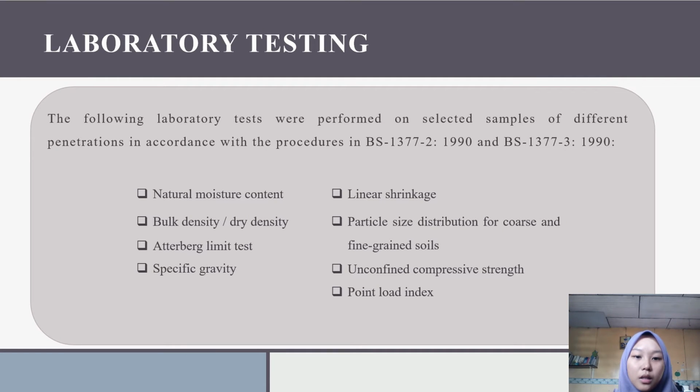For the laboratory testing, the following laboratory tests were performed on selected samples of different penetration in accordance with the procedure in BS 1377 Part 2 1990 and BS 1377 Part 3 1990. The laboratory testing includes the natural moisture content, bulk density, Atterberg limit test, specific gravity, linear shrinkage, particle size distribution of coarse and fine grain soils, and lastly unconfined compressive strength and point load index.